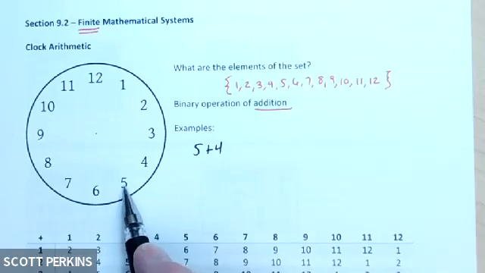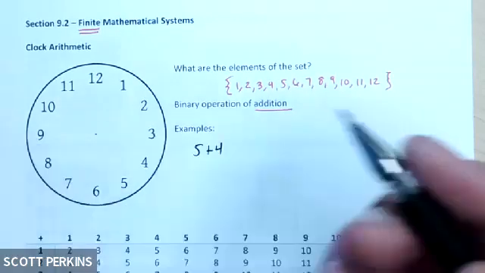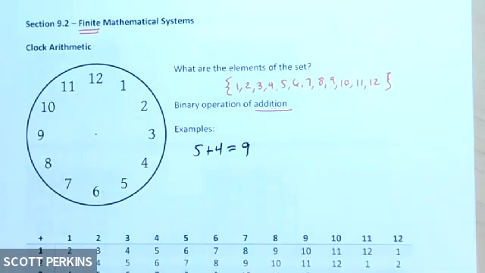So we can use the clock. Here I'm at 5. When I add 4, I go 1, 2, 3, 4. I'm at 9 o'clock. So in my clock system, in my circular arithmetic system, 5 plus 4 is 9. And I don't think that's too big of a deal. That's not shocking anybody. Here's where things get a little bit more fun.